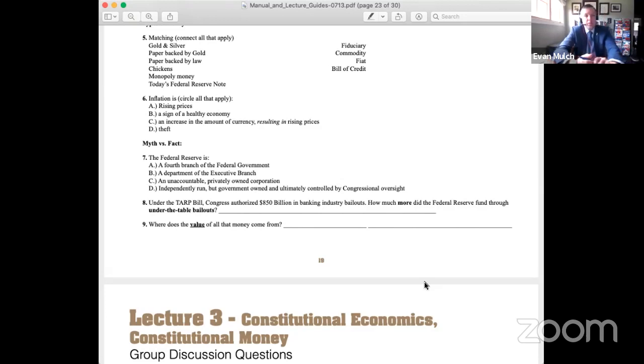Number 8. Under the TARP bill, Congress authorized $850 billion in banking industry bailouts. How much more did the Federal Reserve fund through under the table bailouts? Let me reread that, sorry. Under the TARP bill, and this is way back when, like 9 or 10 years ago, Congress authorized $850 billion in banking industry bailouts. How much more did the Federal Reserve fund through under the table bailouts?